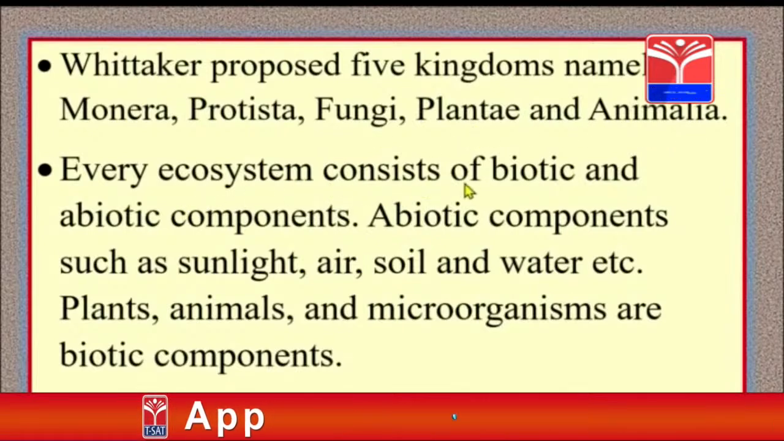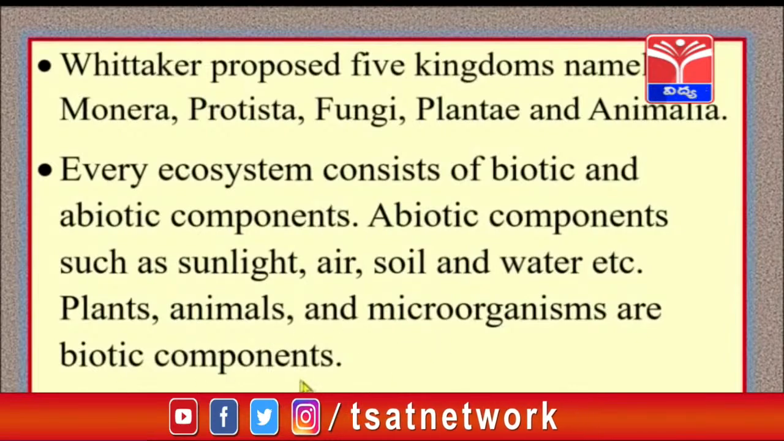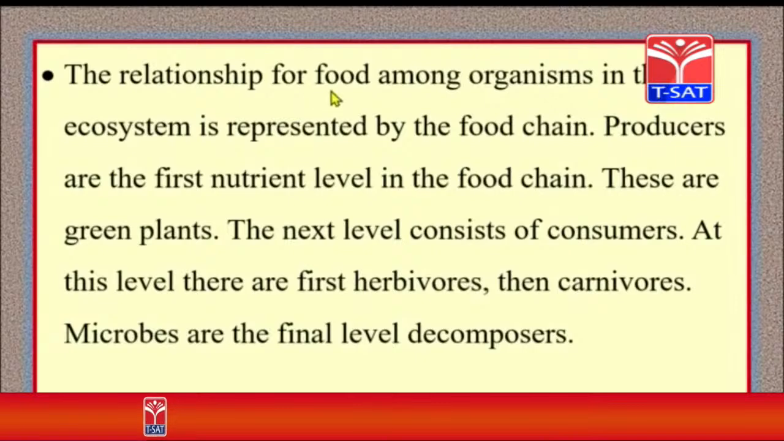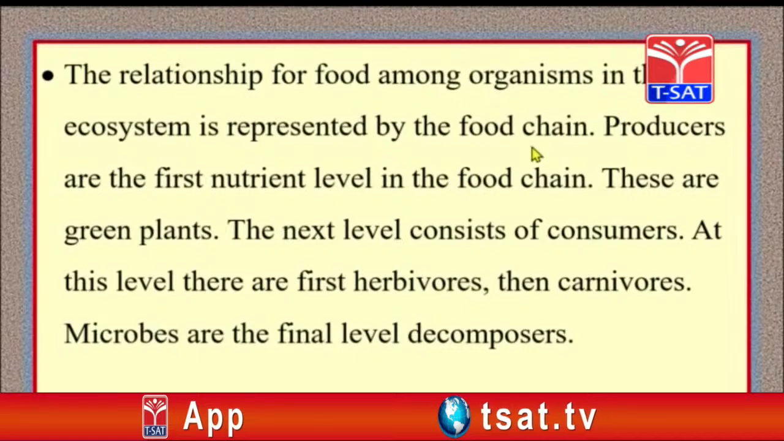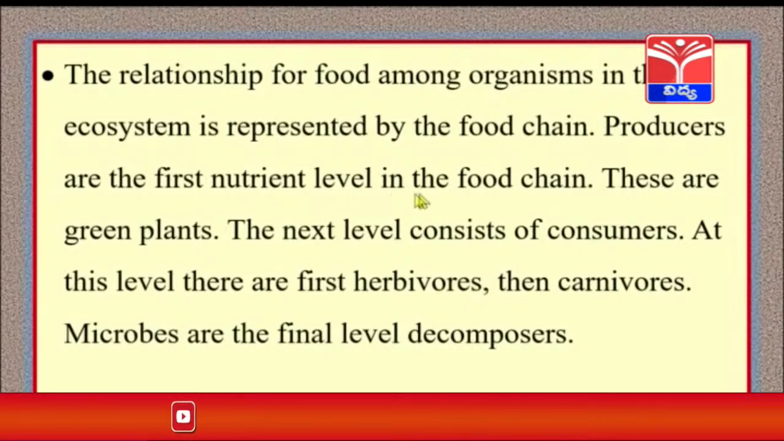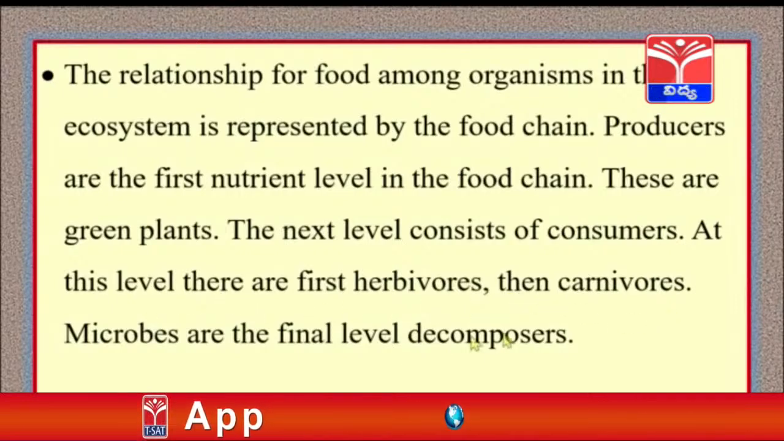Every ecosystem consists of biotic and abiotic components. Abiotic components are such as sunlight, air, soil and water. Plants, animals and microorganisms are biotic components. The relationship for food among organisms in the ecosystem is represented by the food chain. Producers are the first nutrient level in the food chain. These are green plants. The next level consists of consumers. At this level, there are first herbivores, then carnivores. Microbes are the final level, decomposers.